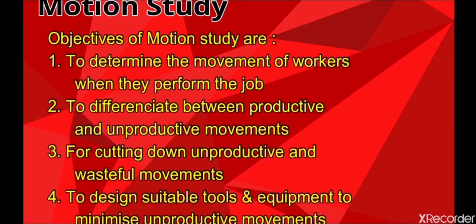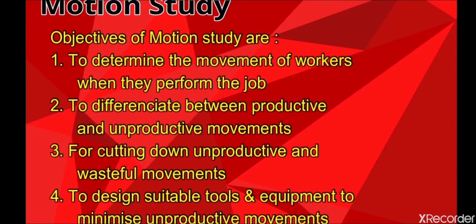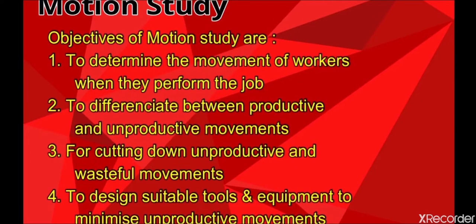The basic objectives of motion study are, number 1, to determine the movement of workers when they perform the job. Means you have to determine whether the workers have to move from one place to another when they are performing a job or not. Number 2, to differentiate between productive and unproductive movement. There should also be a close eye on whether the movements are productive or unproductive. किसी काम की वजह से वर्कर एक जगह से दूसरी जगह जा रहे हैं या बस ऐसे ही किसी से बातें करने जा रहे हैं. That is productive and unproductive movement.